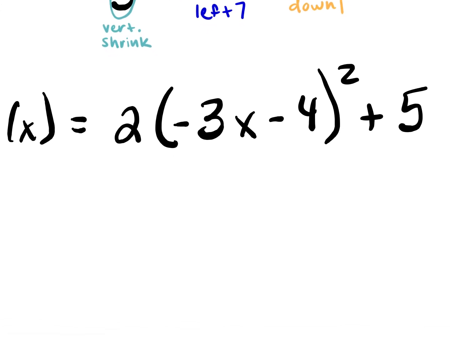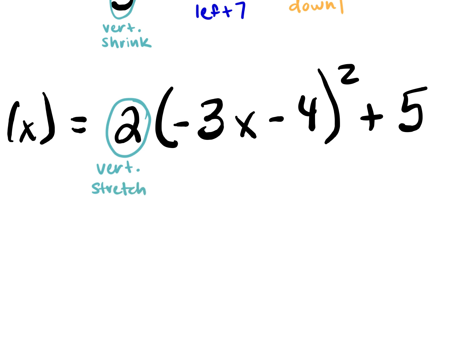So for number 2, when we multiply by a number on the outside, what does that do to our graph? It's vertical when it's on the outside, because remember, think outside goes up or down, so vertical is up or down. Is it stretch or shrink? Stretch, because it's greater than 1.